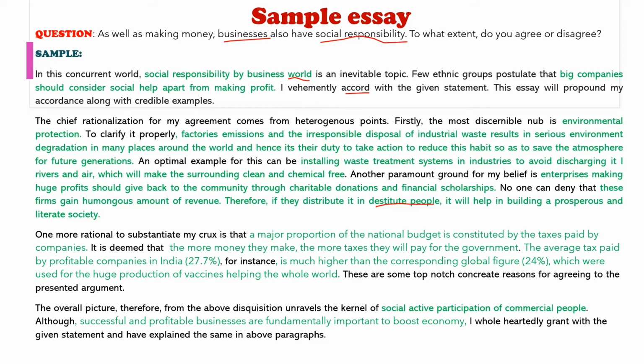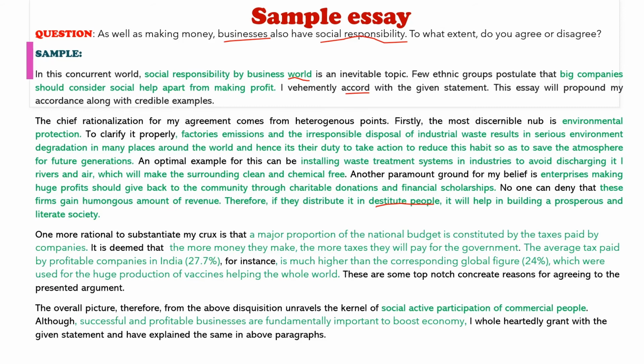And then the third argument point, one more rationale to substantiate my claim, is that a major proportion of the national budget is constituted by the taxes paid by companies, because they pay too much tax. Okay, if they are earning profit, it is their obligation to pay taxes to the government. With that money, the government can do many good things for the economic development of a country.